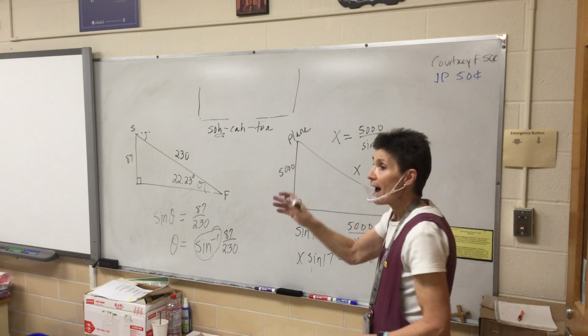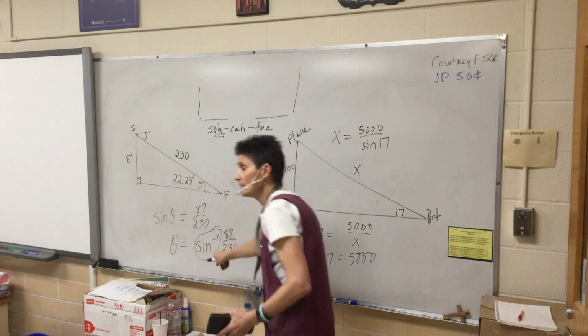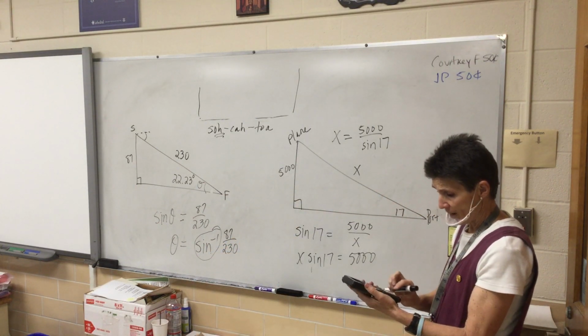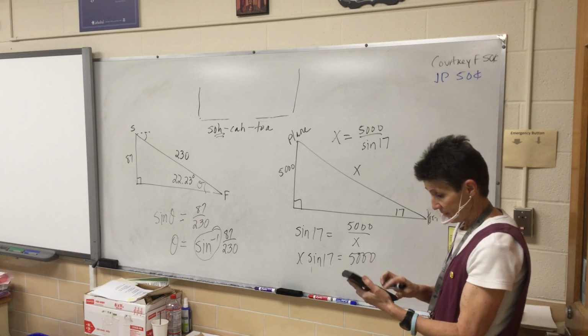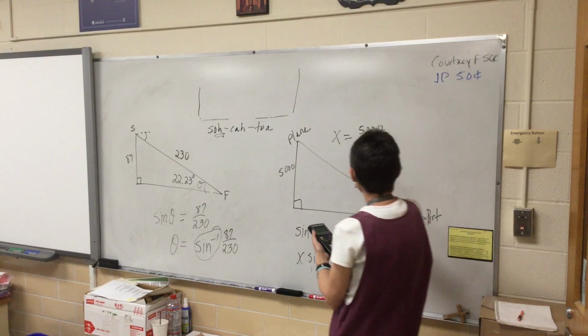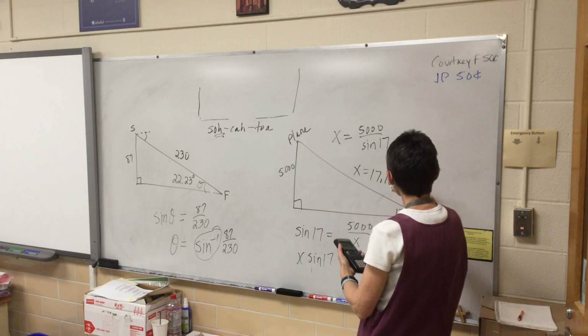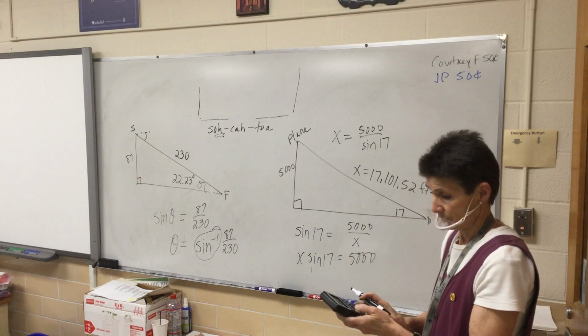Now, you're not using your second button. You're not doing this stuff because you know your angle. You're using regular sine. 5,000 divided by sine 17, and I got 17,101.52 feet. Is that right? Yep.